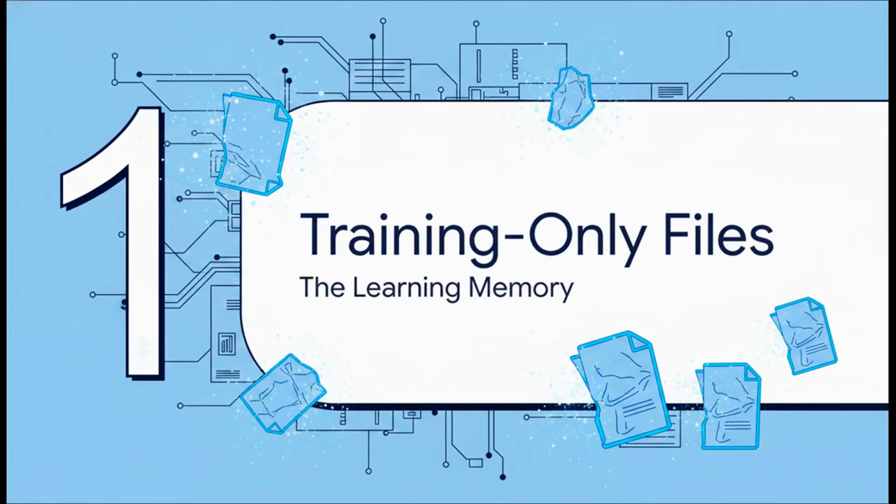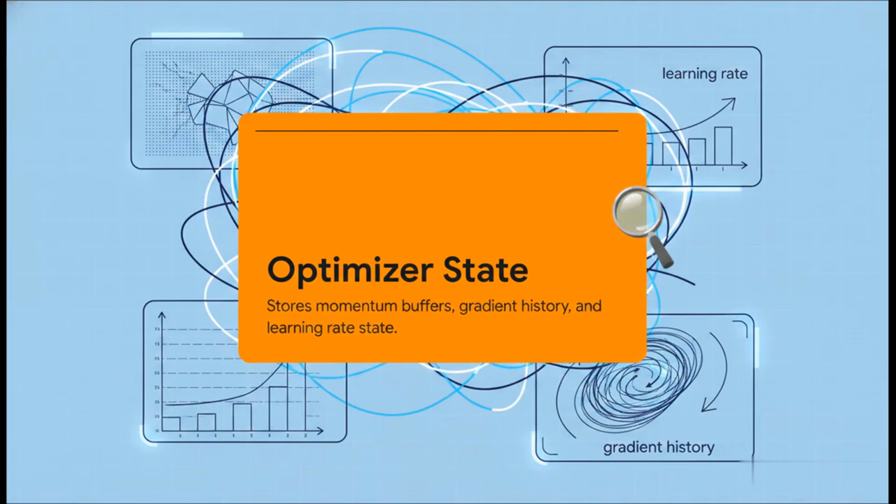Section 2. Training-only files. The learning memory. Looking at this discarded memory, the very first file we find is the optimizer state. You can view this as the model's vital study notes. It captures exactly how the model learned over time, storing the momentum buffers, the gradient history, and the learning rate state. It is, quite literally, the footprint of the AI's educational journey.